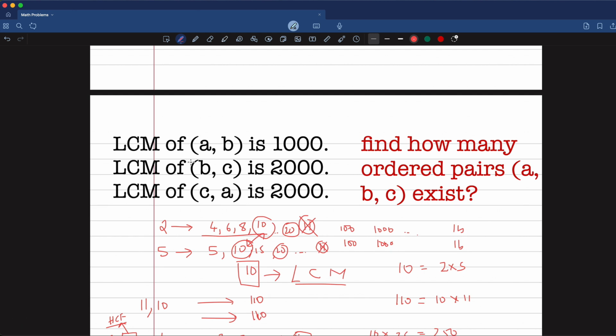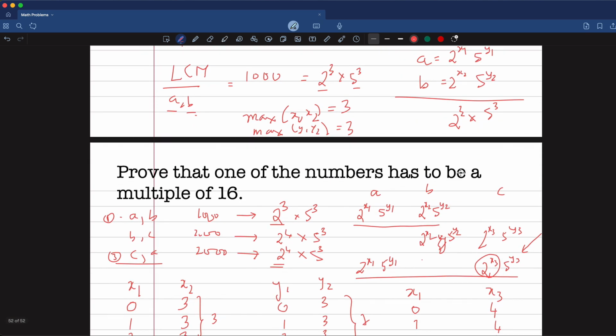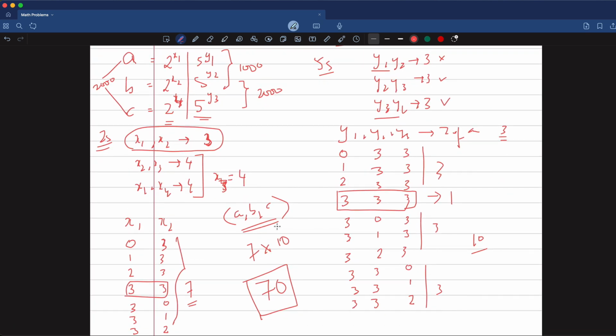Which started off with this: I have three numbers. The LCM is such that it's 1000, 2000, and 2000 when the numbers are taken in pairs. How many such ordered groups A, B, C exist? And the answer to that is 70. 70 is the number of ordered pairs for A, B, C.